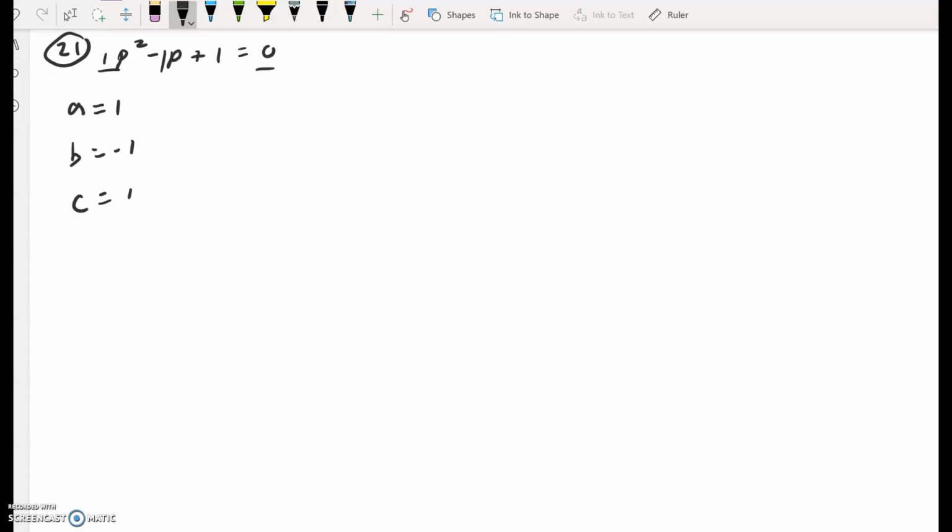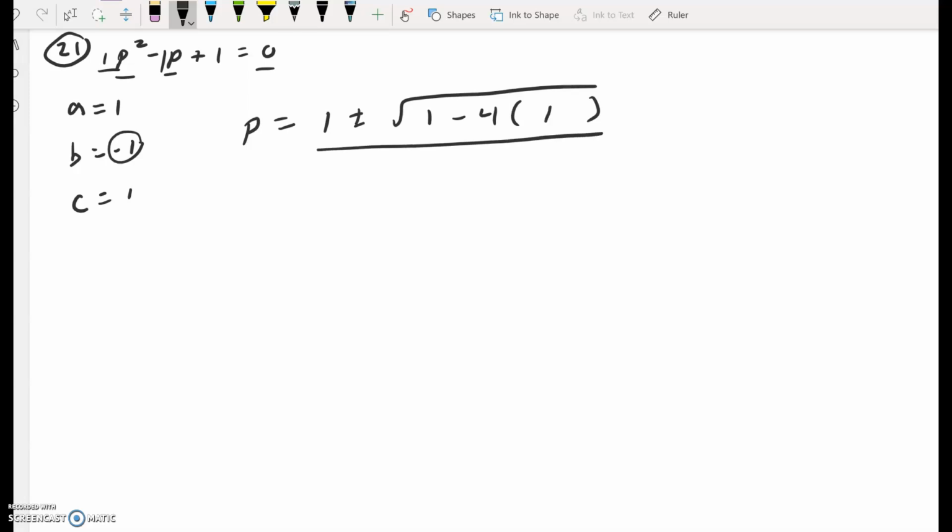This time we don't write x equals. This time we write p equals the opposite of whatever b is. B is negative 1, so we have 1. Plus or minus the square root of b squared, 1 times 1 is positive 1, or negative 1 times negative 1 is positive 1. Minus 4 times whatever a times c is. A times c is 1, all over 2 times a. A is 1, so 2 times a is 2.